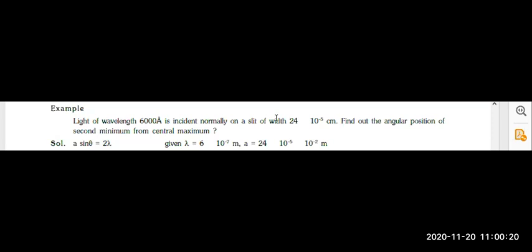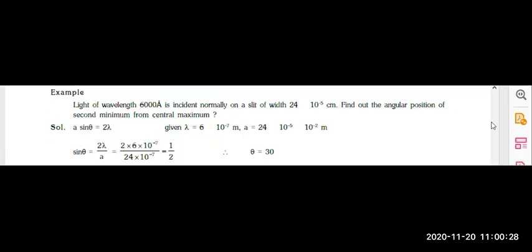So what would be the path difference? Tell me. 2 lambda, yes or no? So a sine theta will be equal to 2 lambda. As simple as that. Or directly theta is equal to 2 lambda by a. Simple formula. You just have to use the formula. If you use this, you will get sine theta as 1 by 2. Theta is 30 degree. Yes, Manoj, 30 degree. Got it?